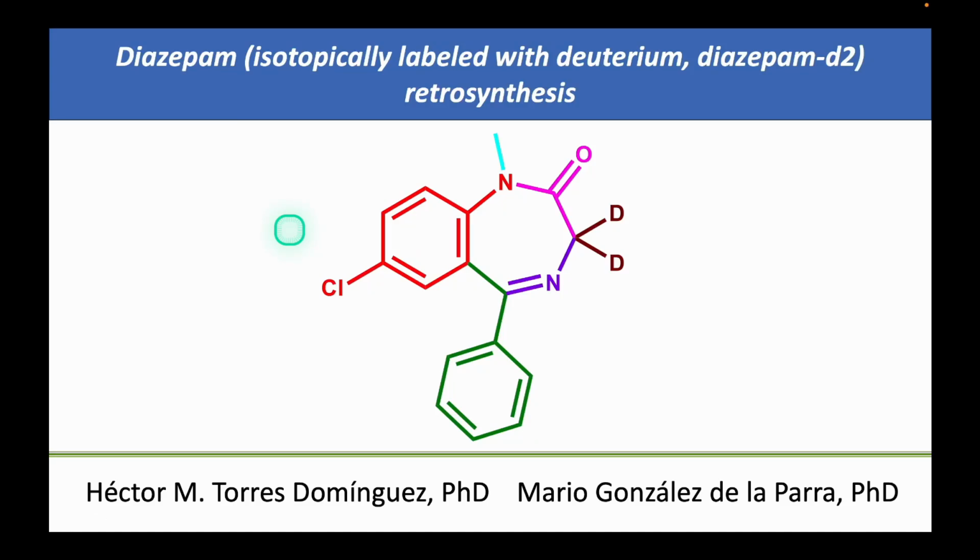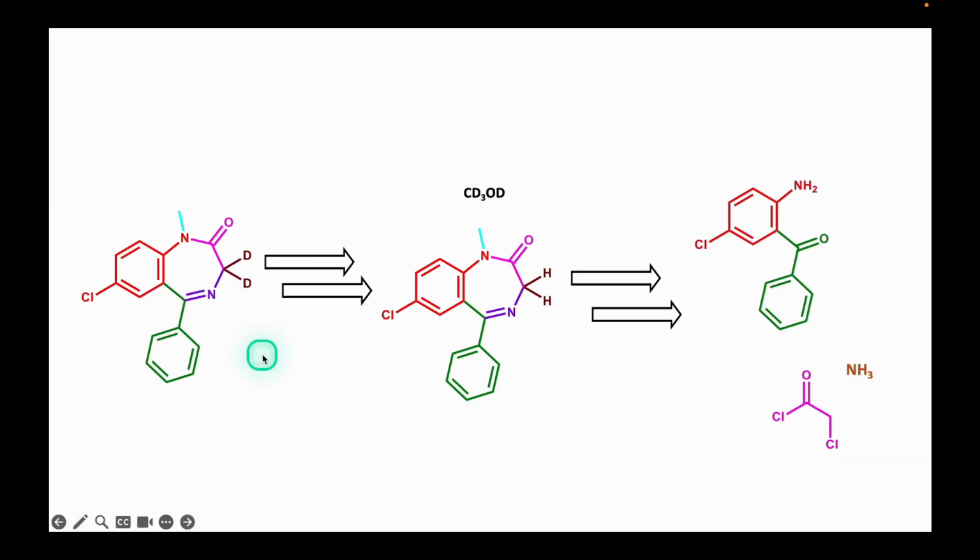Hello! In this video, we present the retrosynthesis of diazepam, which is isotopically labeled with 2 deuterium atoms. This isotopologue could prove useful for investigating the pharmacology and metabolism of this drug, as an internal standard for bioanalytical methods.